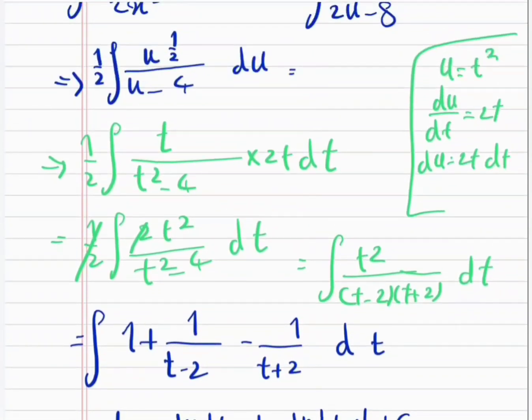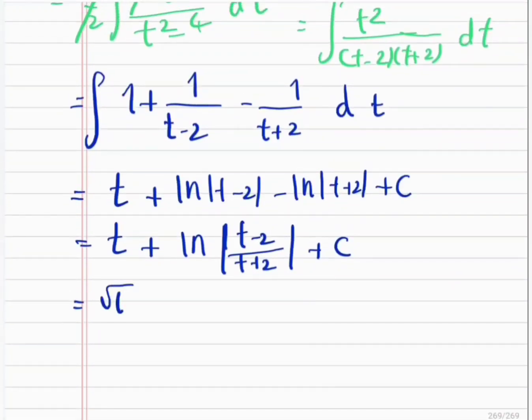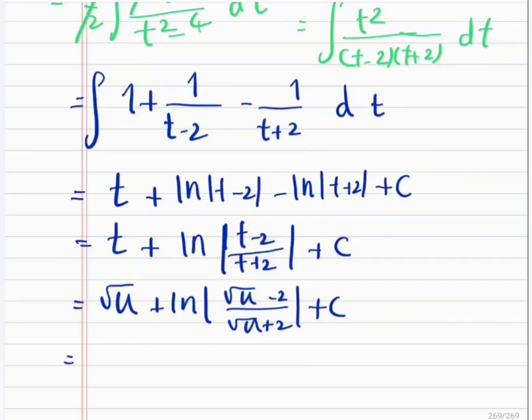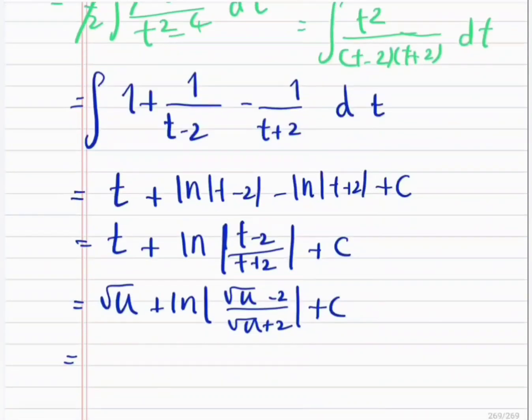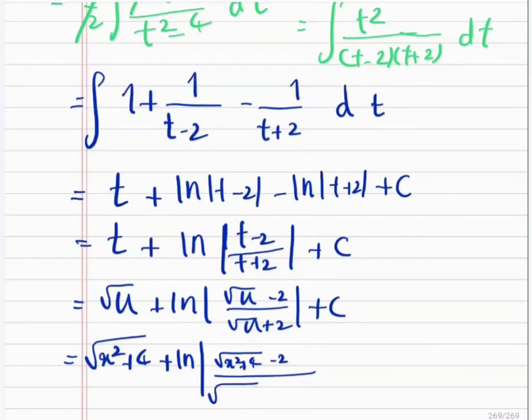And now remember that t is equal to root u. So we have root u plus ln of root u minus 2 over root u plus 2 plus c. And finally, make the final substitution of u is equal to x squared plus 4. So root of x squared plus 4 plus ln of root of x squared plus 4 minus 2 over root of x squared plus 4 plus 2, and finally plus c.